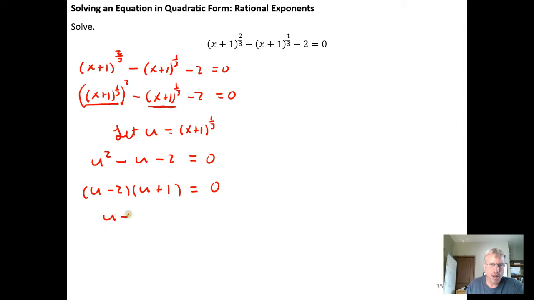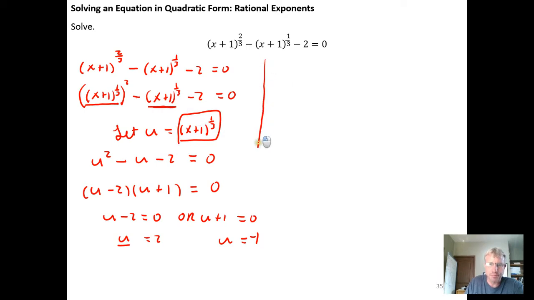Now I have a product of two factors, so I use the zero product property to say either u minus 2 equals 0 or u plus 1 equals 0. So this means that either u is equal to 2 or u is equal to -1, but I want to remember that u represents an algebraic expression, so I need to substitute back. So for this one, I get u equals 2, but u is really (x+1)^(1/3), so that needs to equal 2.